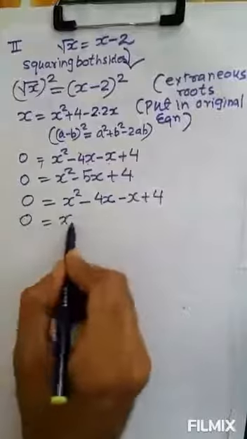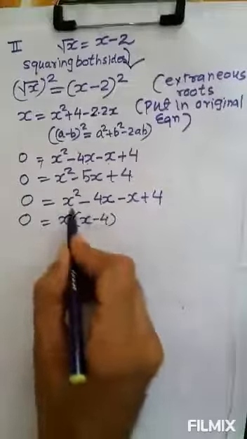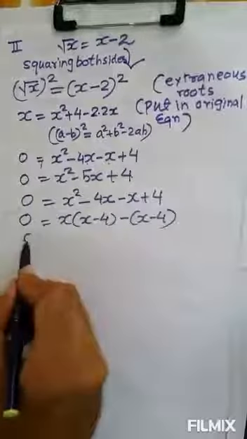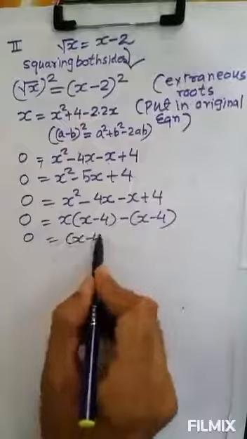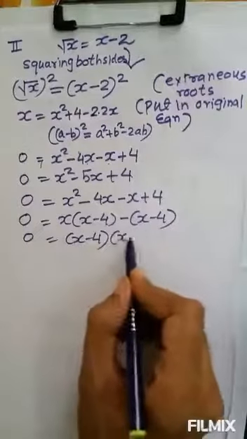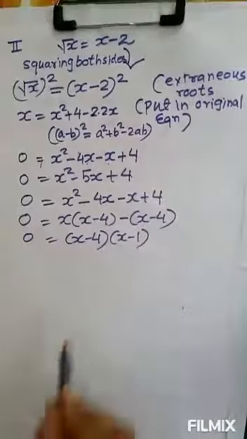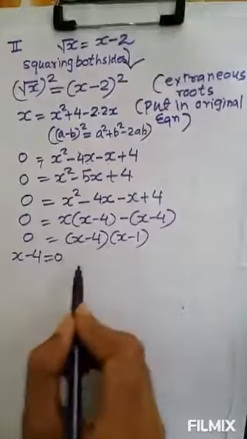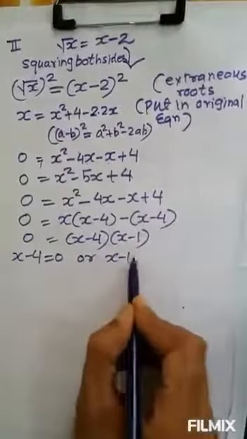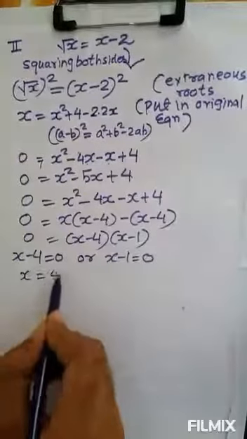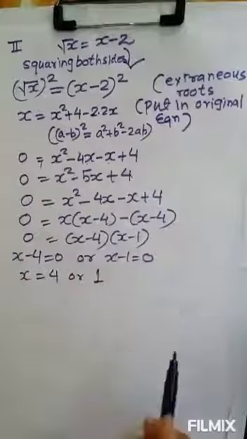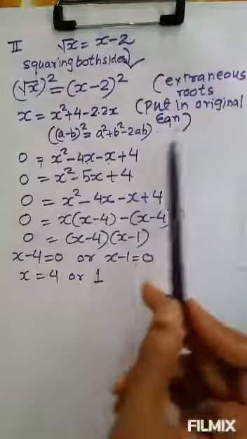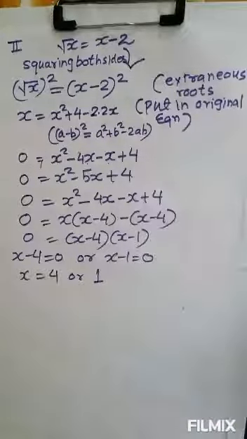Now we can take x common from the first two terms, and from the last two terms we will take minus 1 common. So we are left with x minus 4, and we can take x minus 4 common. X minus 1 also comes, so we get two factors. It means x minus 4 is 0 or x minus 1 is 0, so x equals 4 or x equals 1. But as I said, when we square both sides, we have to put whatever values we got in the original equation.